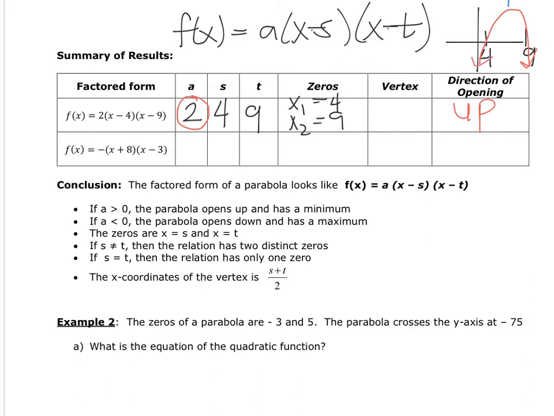Well, the first thing we need to do is find the middle point. We need to find that axis of symmetry, and then we can solve for the y. So let's do that axis of symmetry really quickly. So it's going to be x equals, just find the average, 4 plus 9, that's a plus, all divided by 2. X equals 13 divided by 2, which is 6.5.